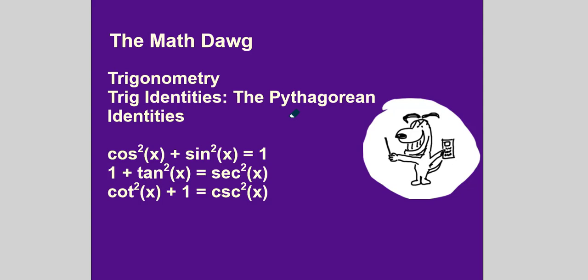This video goes over the trig identities, what I call the Pythagorean identities. They are cosine squared of x plus sine squared of x equals 1, 1 plus tangent squared of x equals secant squared x, cotangent squared x plus 1 equals cosecant squared x. These, and this property that tan of x equals sine x over cosine x.